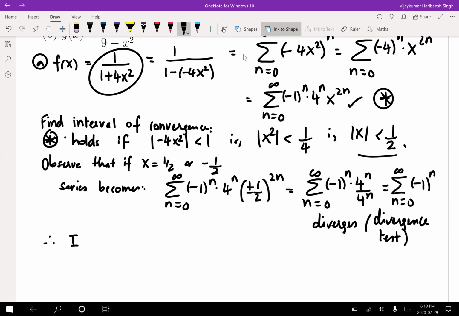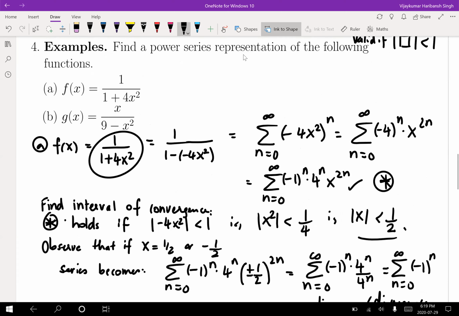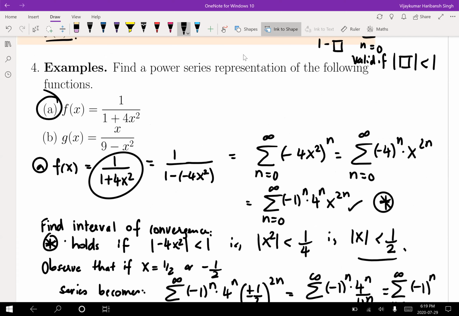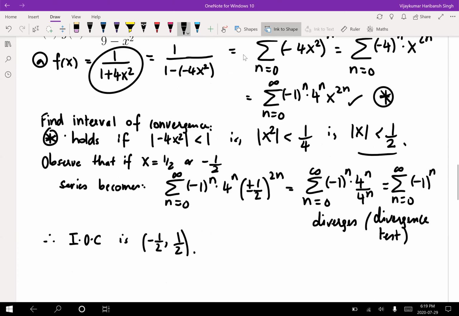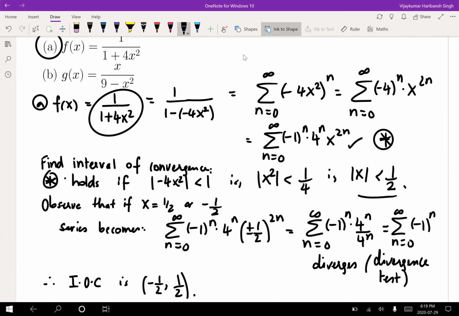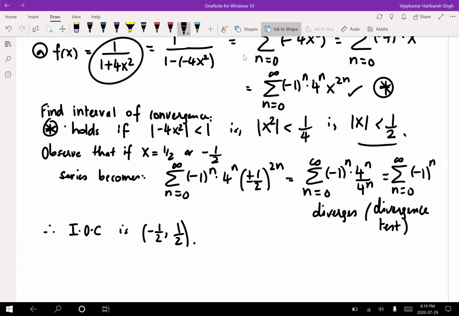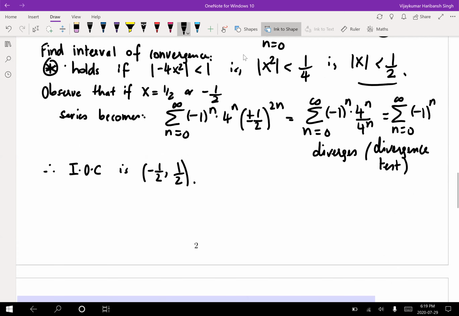Therefore, the interval of convergence is minus half excluded to half excluded. So this means that for A, this formula is valid only when x belongs to minus half to half. So let's look at the next problem.